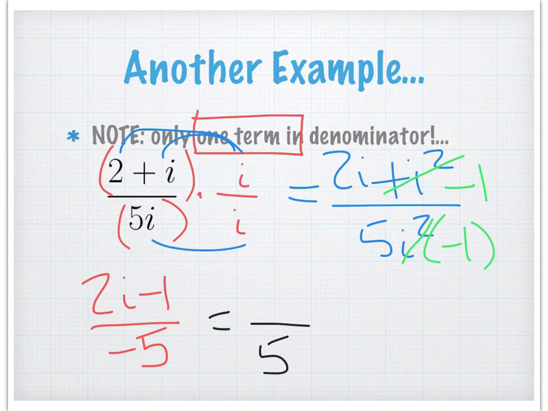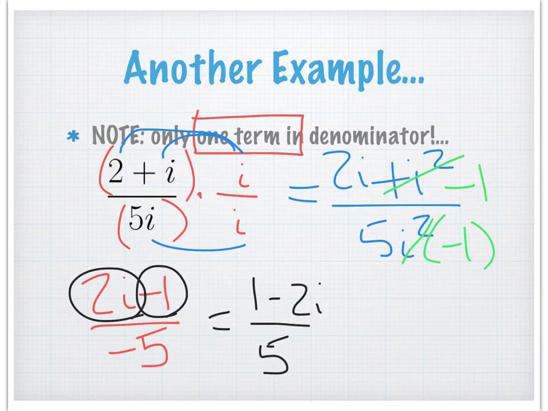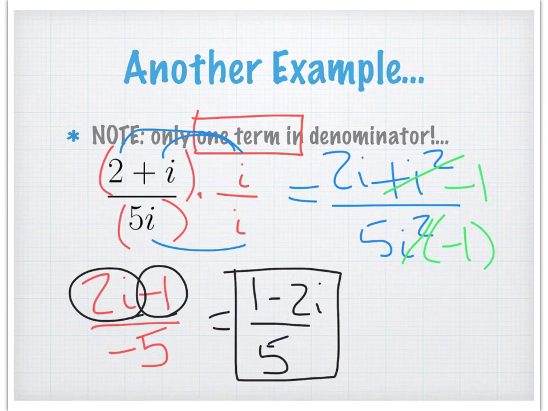We're going to factor out a negative 1 from everything. So pulling a negative 1 out, we're just going to change the sign on everything. Negative 5 becomes positive 5. We go to the numerator, and the real part comes first. Negative 1 is about to become positive 1, followed by the 2i. Change the sign on that as well, and we finish with 1 minus 2i all over 5.